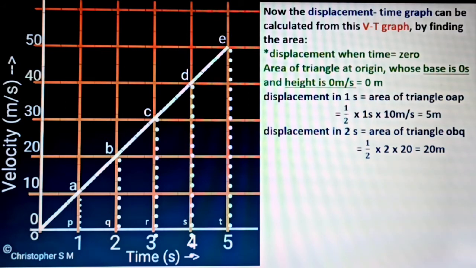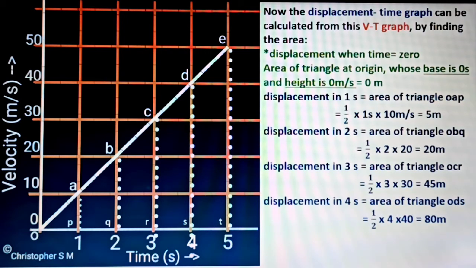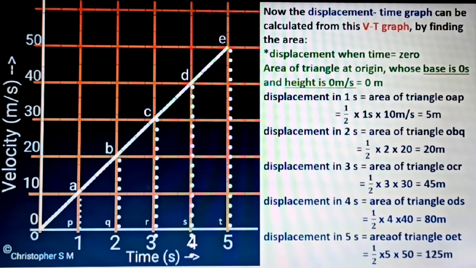Displacement in 2 seconds, area of triangle OBQ, that is half into 2 into 20, that is 20 meter. And displacement in 3 seconds is equal to area of triangle OCR, that is half into 3 into 30, is equal to 45 meter. And displacement in 4 seconds is equal to area of triangle ODS, that is half into 4 into 40, that is 80 meter. And displacement in 5 seconds is area of triangle OET, that is half into 5 into 50, that is 125 meter.